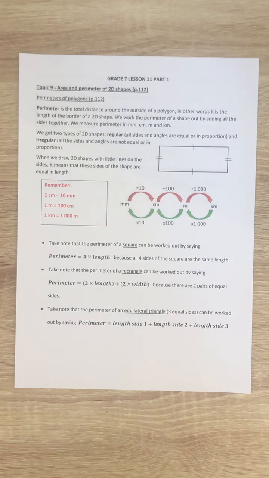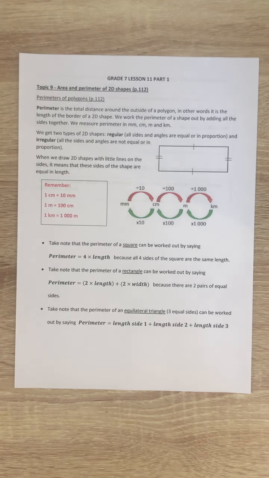In today's lesson, we will be going through topic 9, area and perimeter of 2D shapes, and this is lesson 11, part 1. If you want to follow in your textbook, you can find this section on page 112. So today we're going to focus on perimeter of polygons. Now, perimeter is the total distance around the outside of a polygon. In other words, it is the length of the border of a 2D shape.